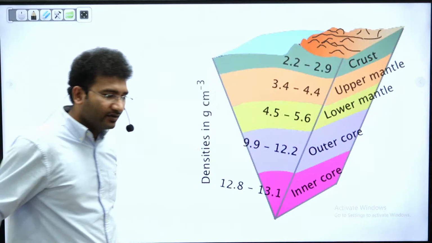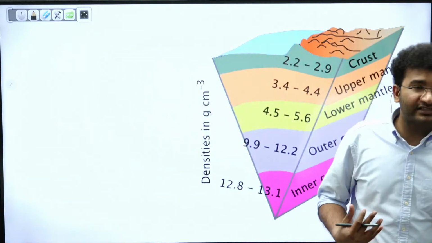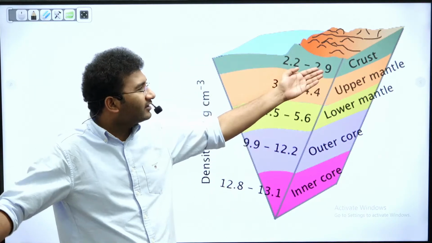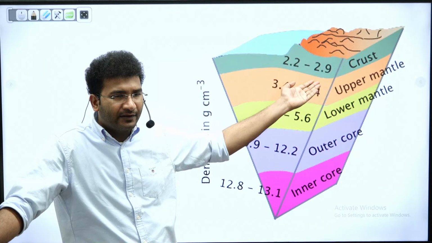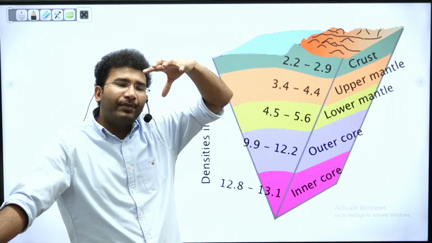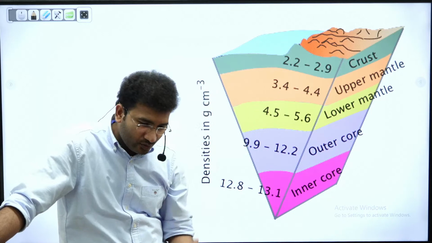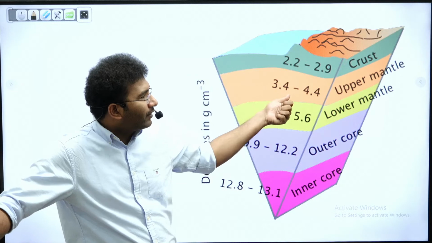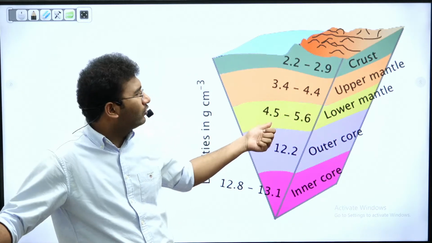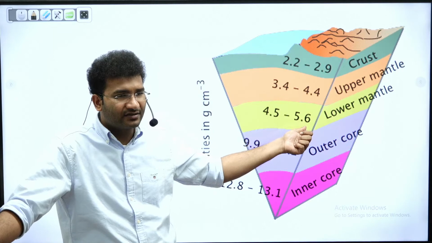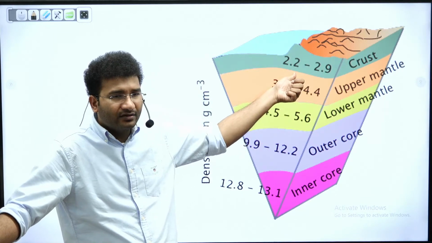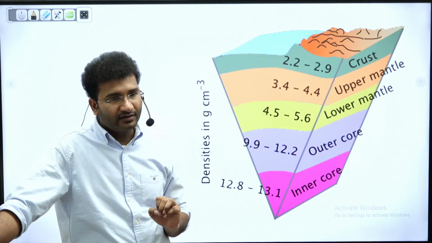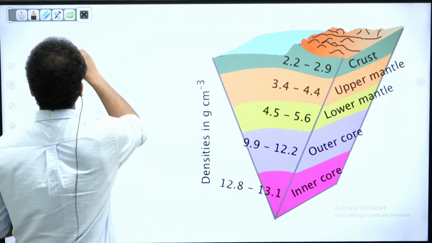Right? Now see, this is a broad diagram which tells you what is the density of each layer. Density of each layer, you look into the crust, it is ranging from 2.2 to 2.9, and within the crust also, the upper part of the crust will have less density, and as you go deep into the interior, you'll have higher density. Now, upper mantle 3.4 to 4.4, lower mantle 4.5 to 5.6. In between these layers, you will find asthenosphere. Asthenosphere का density है 3.2, right? This is where you will get the asthenosphere.